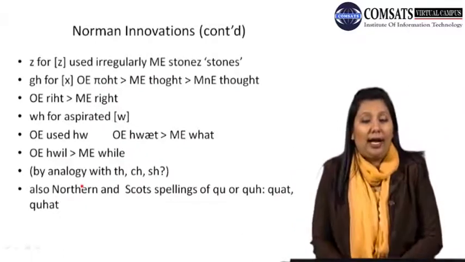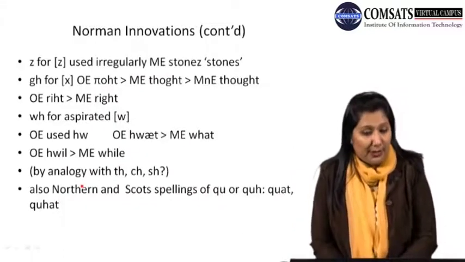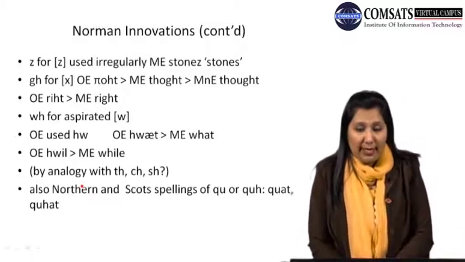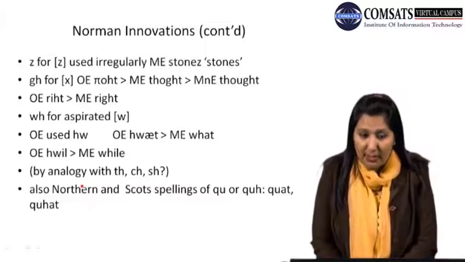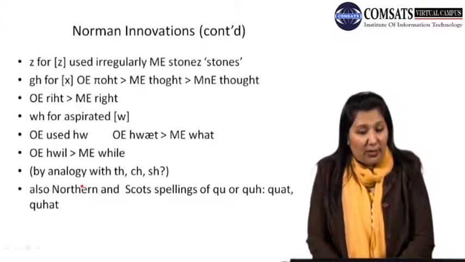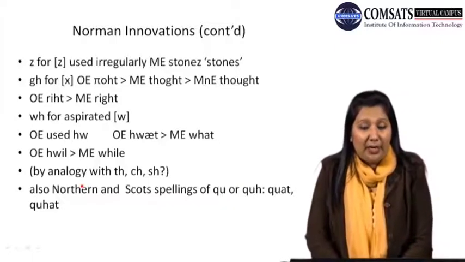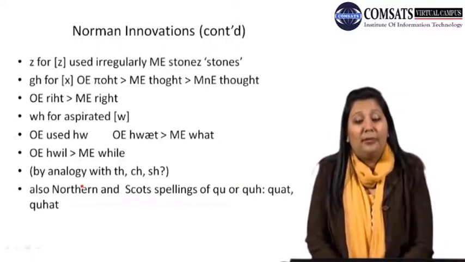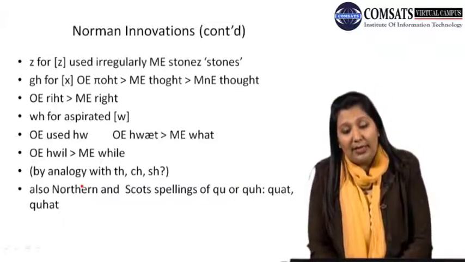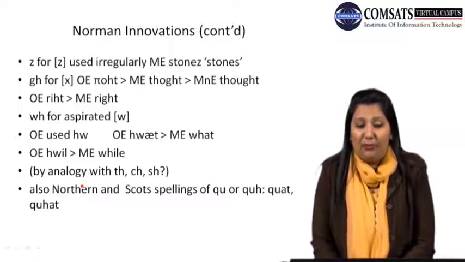Then we'll look at some Norman innovations, which we have already been looking at. It is a continuation of the same thing. Z for the z sound is used irregularly in the Middle English period. For example, as we have said, in Middle English it is stones, and before this it was stonus.